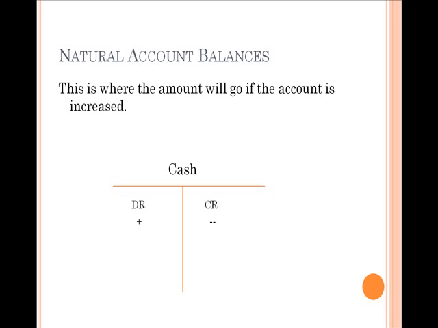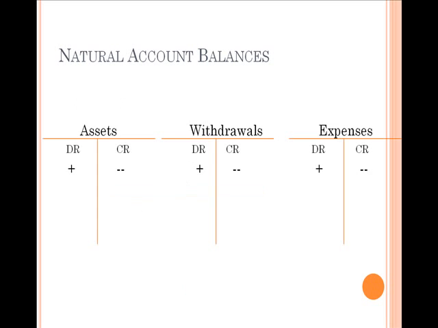So cash has a natural debit balance. When it increases, or when cash comes into our company, it's going to be a debit. When cash decreases or leaves us, when we pay a bill or we pay our employees, that's a credit to cash.